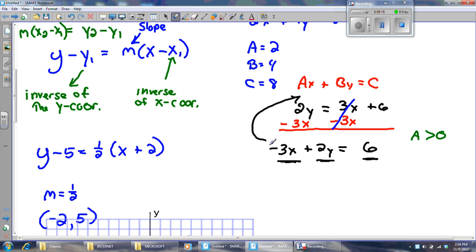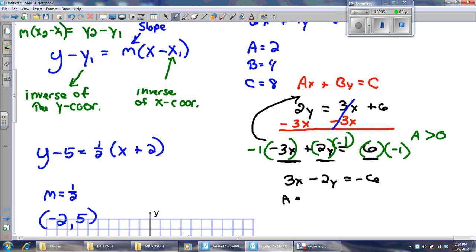To fix that, I'm going to multiply through by a negative 1. So my new equation will be 3x minus 2y equals negative 6. And then I can identify a correctly as 3, b is negative 2, and c is negative 6.